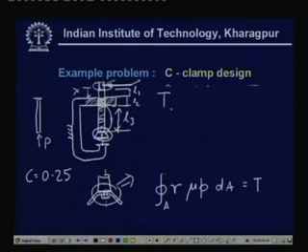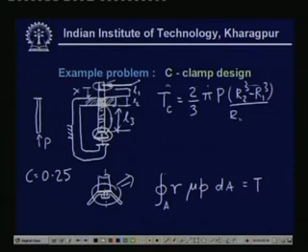Now, if you calculate, then the torque for the collar becomes 2/3 pi times P times (R2 cube minus R1 cube) divided by (R2 square minus R1 square). So this is the torque required to overcome the collar friction.